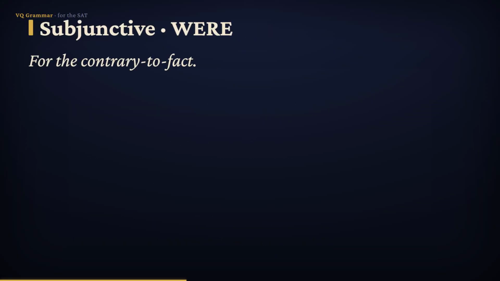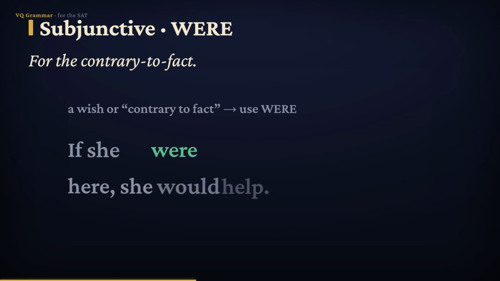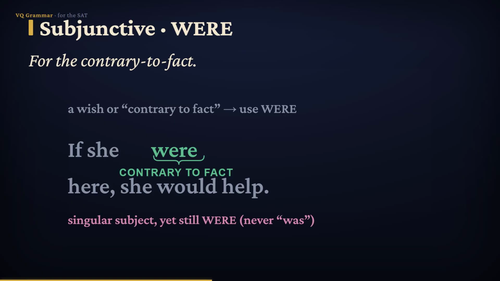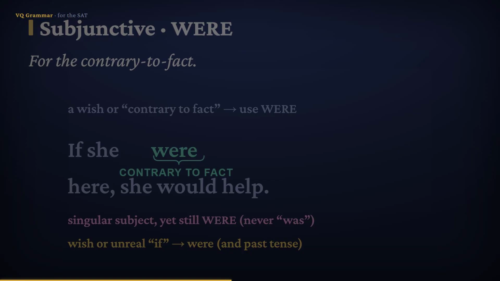The second subjunctive is the one the SAT loves, a wish or a condition contrary to fact. If she were here, she would help. She isn't here. It's purely hypothetical, so the verb is were, not was, even though she is singular. The same trap appears with wishes. I wish I were taller, not was. Whenever a situation is imaginary or untrue, choose were, never was.